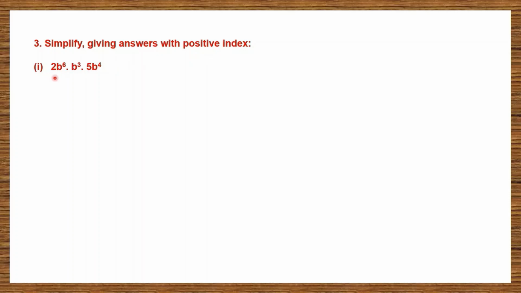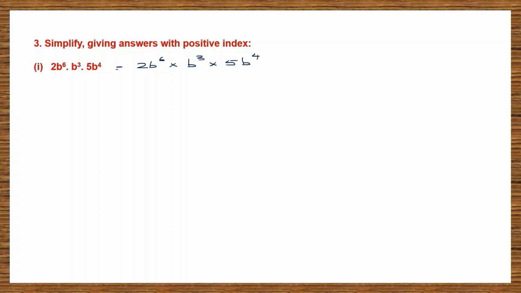So here we have 2b raised to the power of 6. Now what do these dots stand for? The dots stand for multiplication. So let's just write that. So this is actually 2b raised to the power of 6 into b raised to the power of 3 into 5b raised to the power of 4. So the dots mean multiplication.